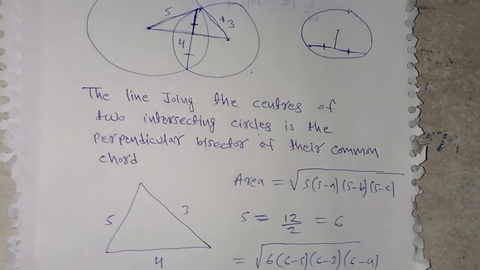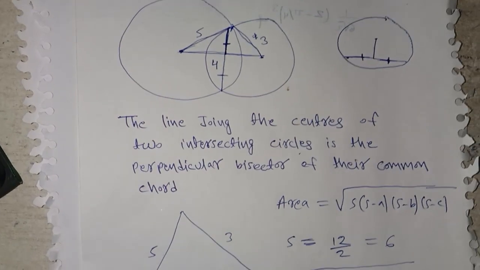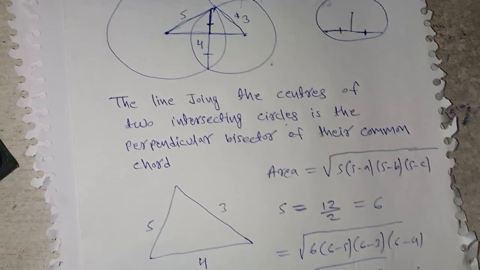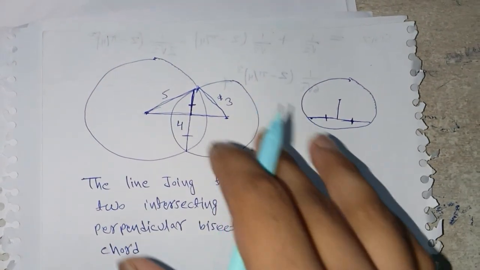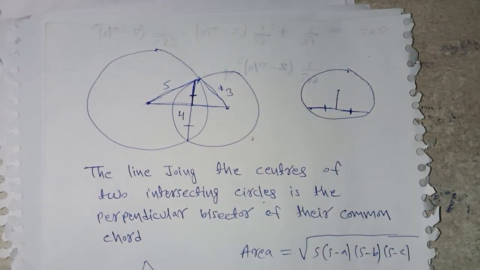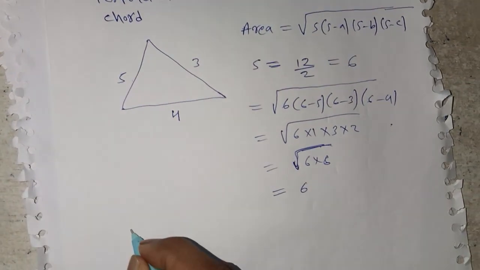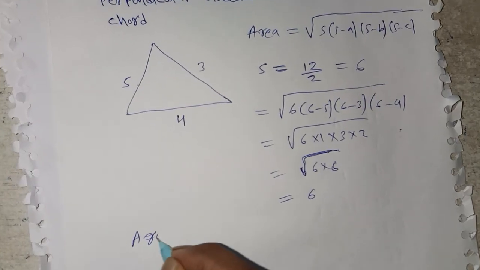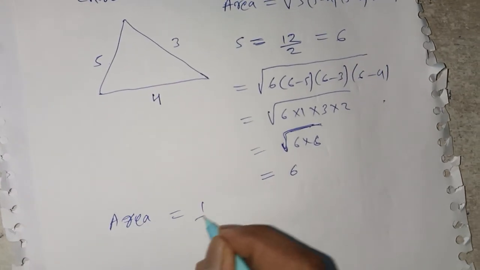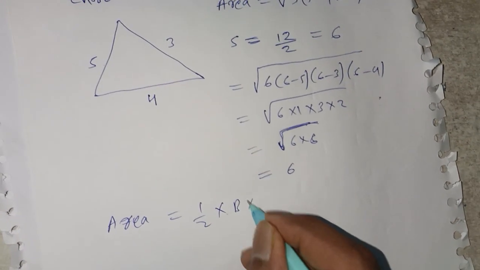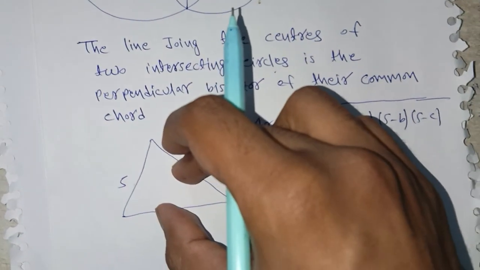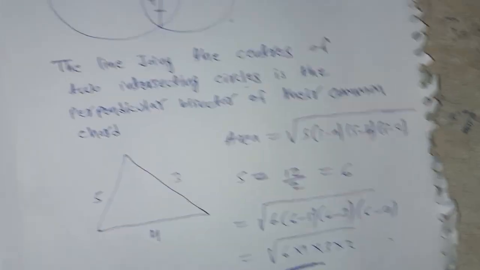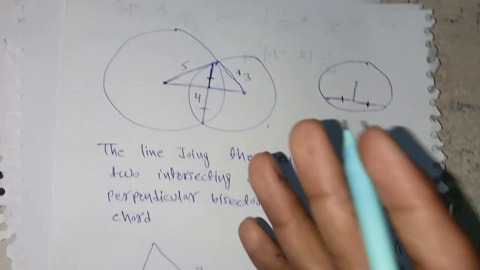We also know another formula for finding the area of a triangle, which is half into base into height. You know also the second formula of area, which is half into base into height. The area of the triangle found by using this formula is the same.